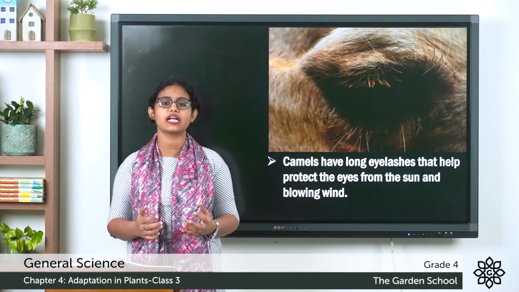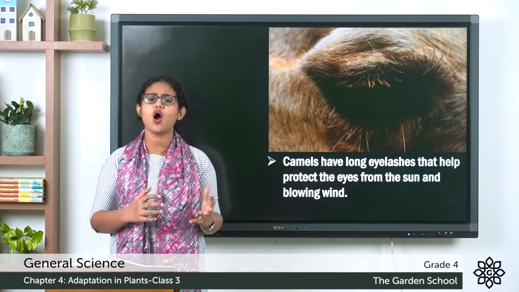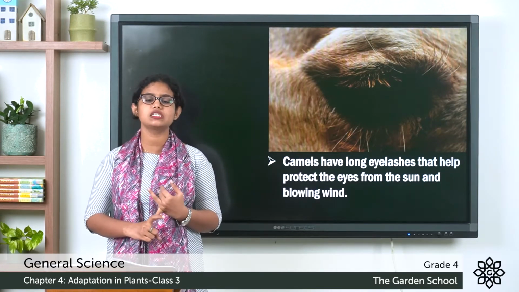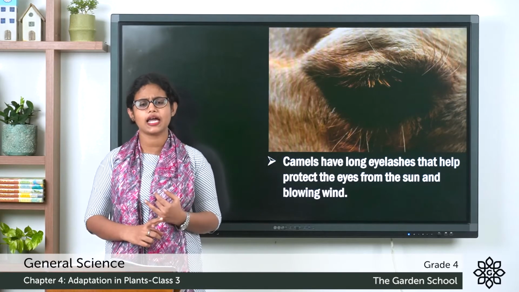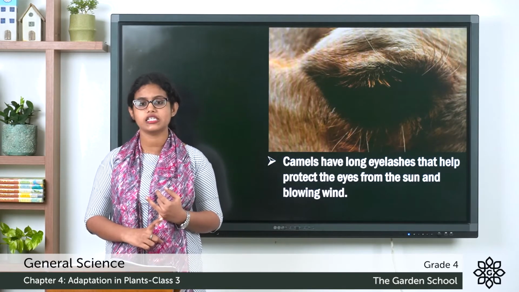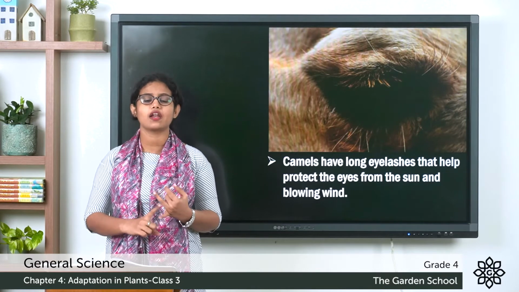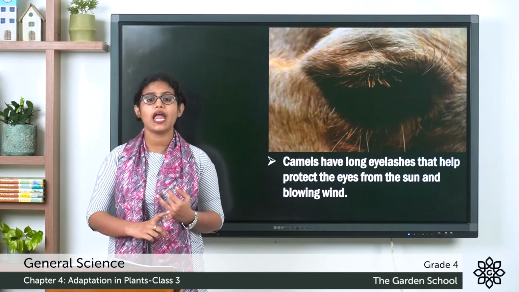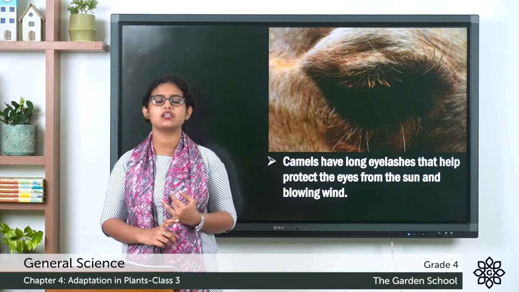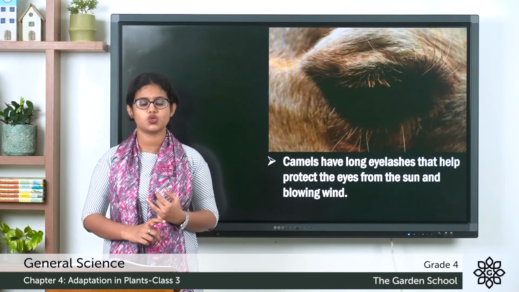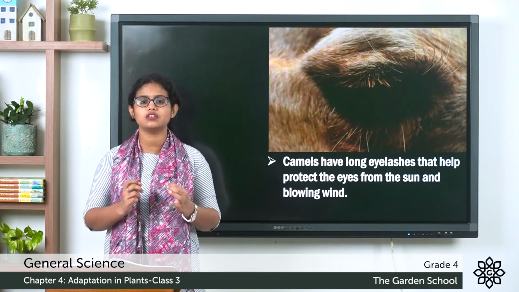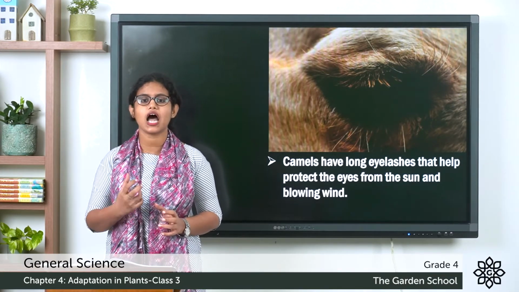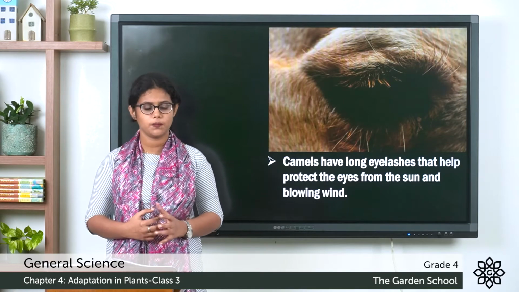So we all know that in desert there will be strong wind blowing. So in order to protect their eyes, these camels have thick eyelashes that protect their eyes from wind blowing and from the heat of the sun. And at the same time, it prevents sand from getting inside their eyes. So these camels have thick double eyelashes and a clear eyelid that protect their eyes from wind blowing.